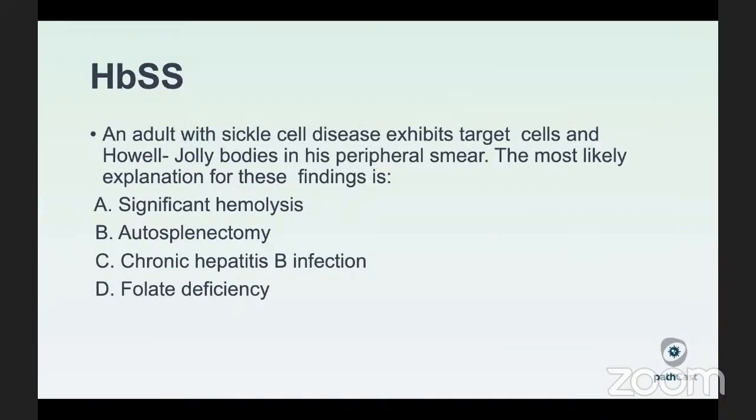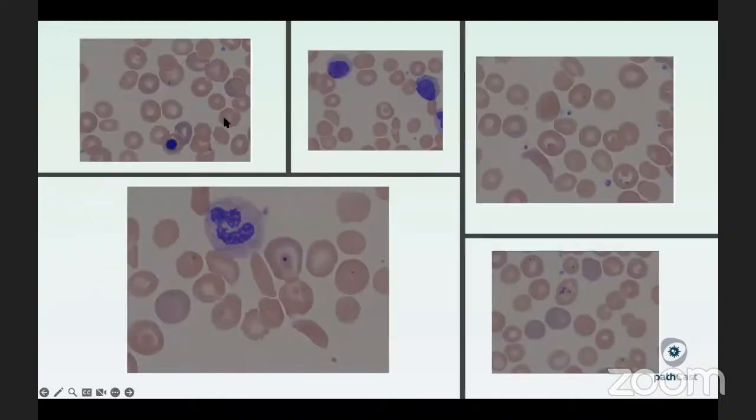Hemoglobin S disease: a patient with sickle cell can exhibit target cells and Howell-Jolly bodies in the peripheral blood. So what is the most likely explanation for Howell-Jolly bodies? It's autosplenectomy. These are actually my own pictures: circulating nucleated red cells and polychromasia if the patient is hemolyzing. And then we can see target cells as well in sickle thalassemia.